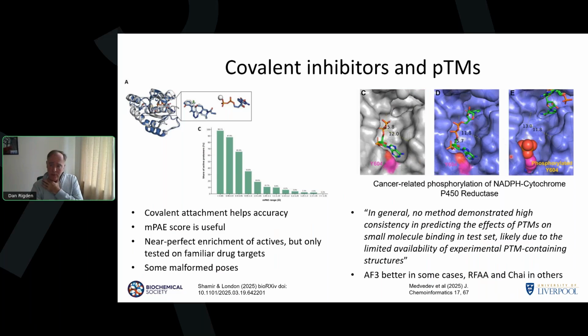But here's an example of a kind of clear explanation for why phosphorylation of this residue changes the binding of this ligand. So it does work in some cases, but the other point, of course, we've talked about training. There are many fewer structures with PTMs, post-translational modifications, in the PDB than there are proteins in general. So it just has less information to work with, and I think we can expect it to work less well for the moment.